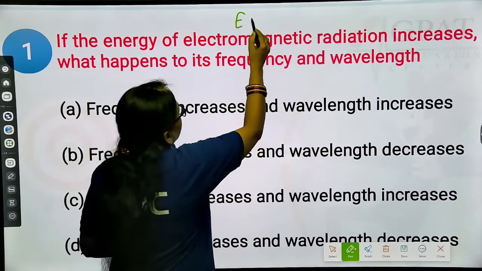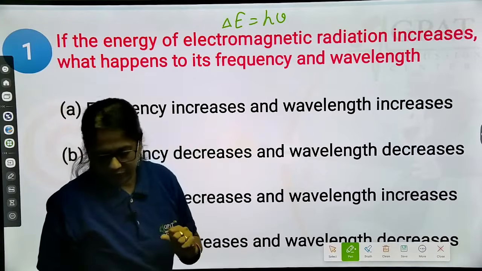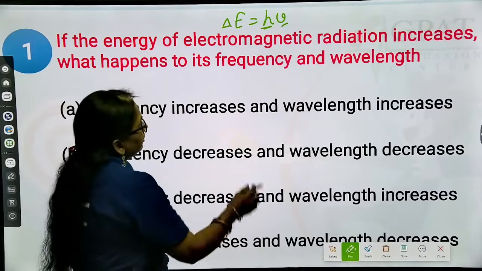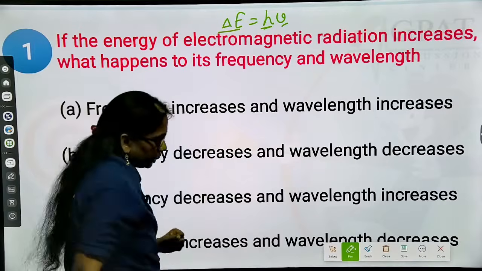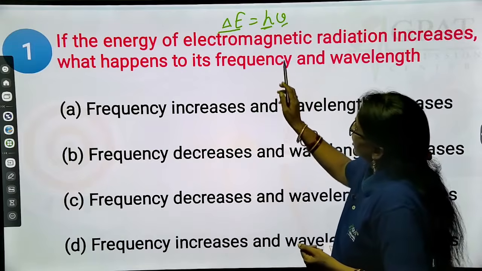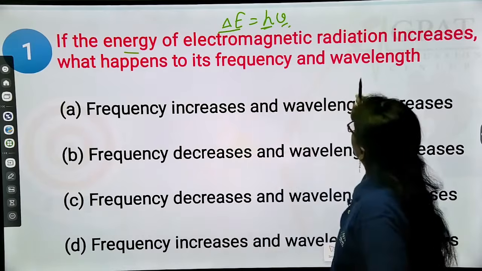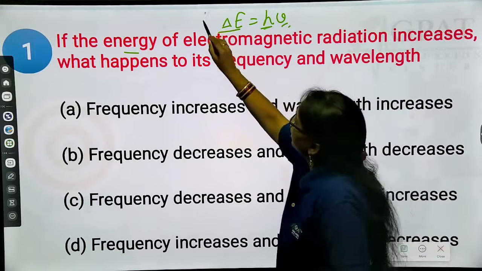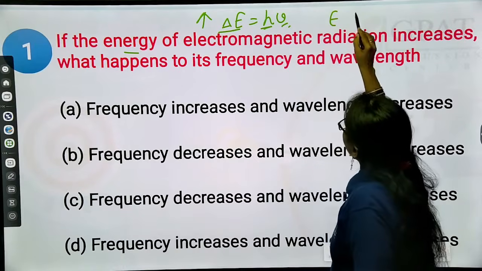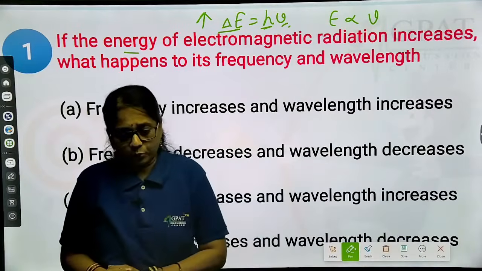We know that E equals h nu. Sometimes the change in the energy we take as delta E. h is Planck's constant and nu is the frequency. For electromagnetic radiation, whenever we see any energy change, we observe the relation between the energy and the frequency. Here the energy of the electromagnetic radiation has increased, so what happens to its frequency and wavelength? Energy is directly proportional to frequency, so automatically if energy increases, frequency also increases.